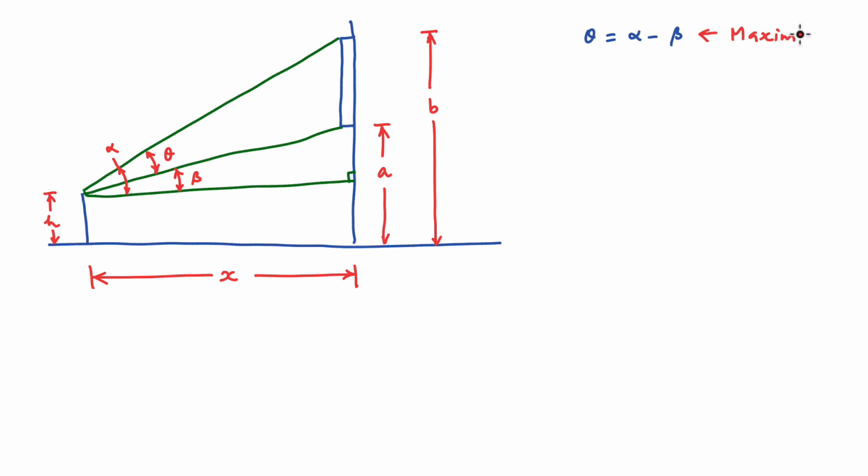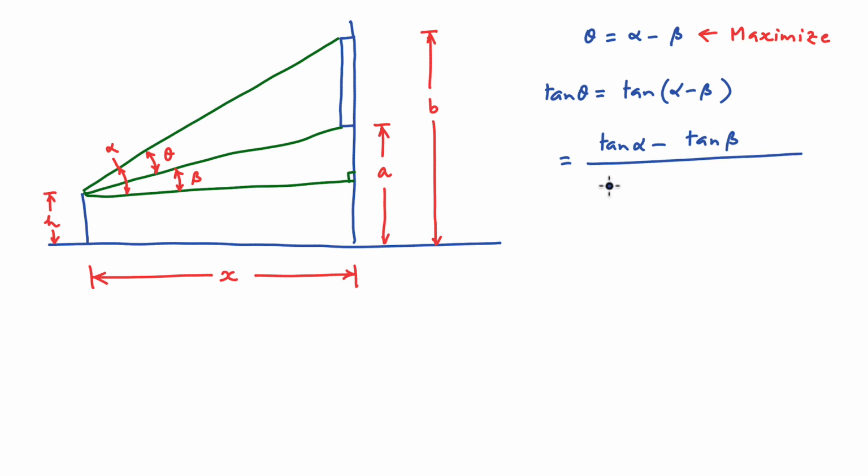How do we go about finding theta is the question. Start by taking the tangent of this equation, and we'll see in a minute why that is useful. tan theta is equal to tan of alpha minus beta. And this, using standard trigonometry, is equal to tan alpha minus tan beta divided by 1 plus tan alpha times tan beta.